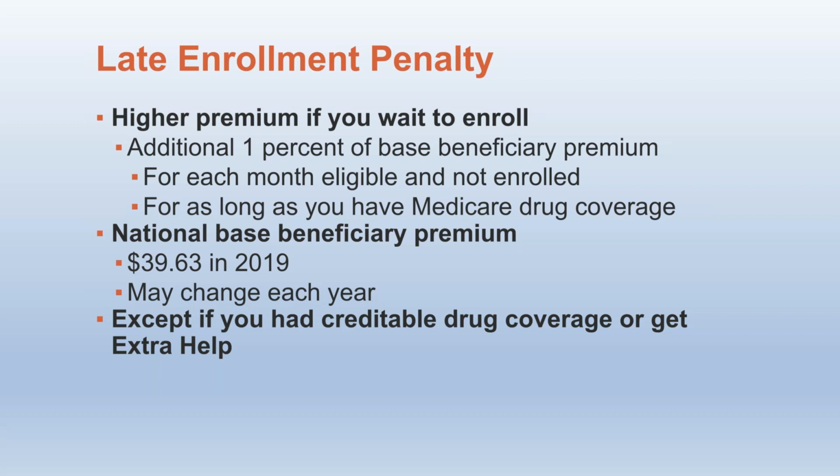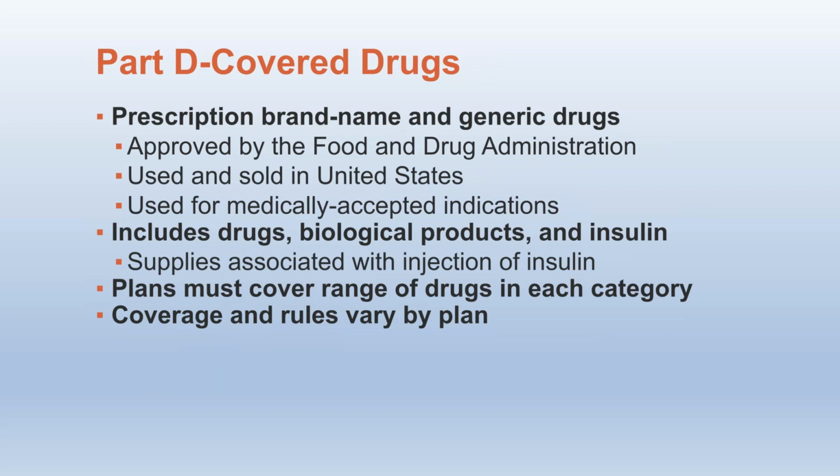Part D covered drugs. These are prescription brand name and generic drugs which are approved by the Food and Drug Administration, used and sold in the United States, used for medically accepted indications, and includes drugs, biological products, and insulin and supplies associated with injection of insulin. Each Part D plan must cover a range of drugs in each category, but coverage rules can vary by plan.